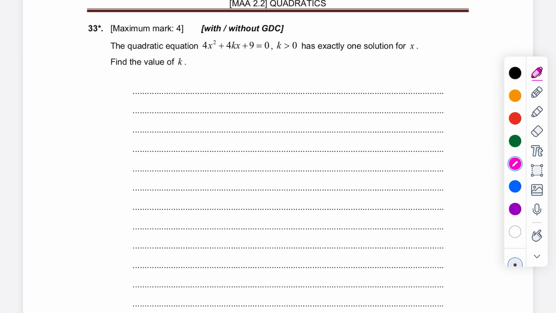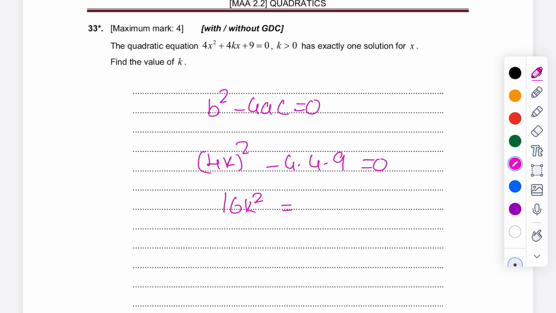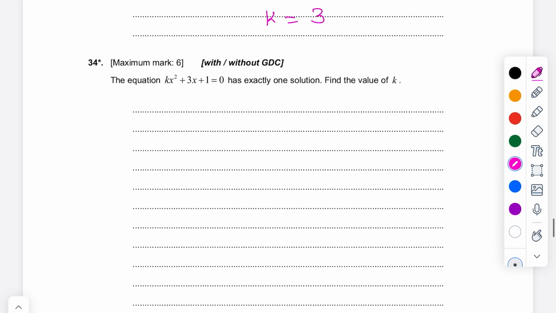33. The quadratic equation has exactly one solution. Then find the value of k. Only one solution means b squared minus 4ac should equal 0. So (4k) whole squared minus 4 times 9 equals 0. So 16k squared equals 16 times 9. So from here k equals plus or minus 3. But he gave that k is positive, so I take only the positive value, k equals 3. The equation has only one solution. So again, b squared minus 4ac should equal 0. So k equals 9 upon 4.